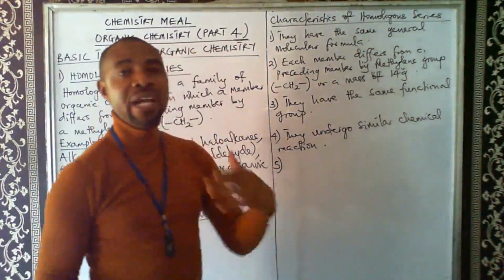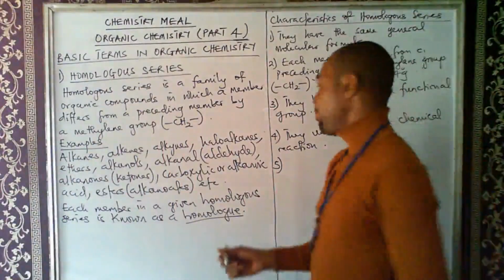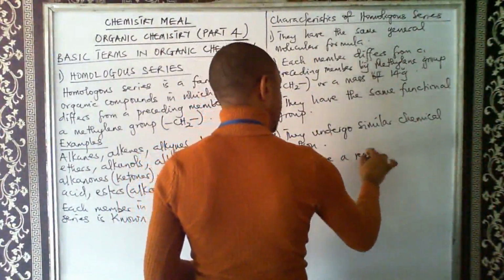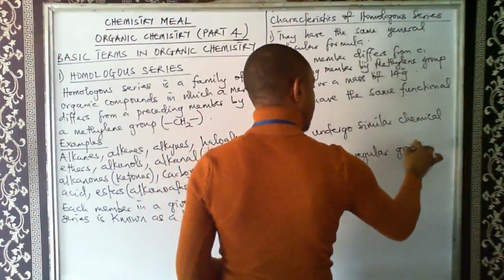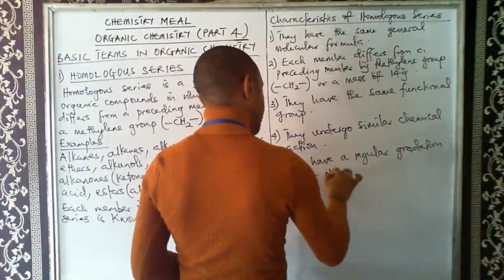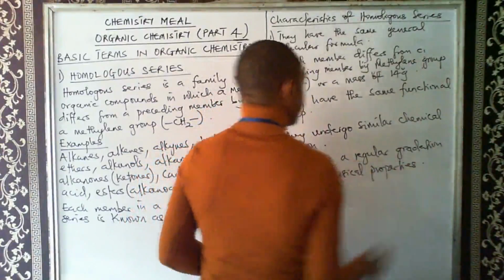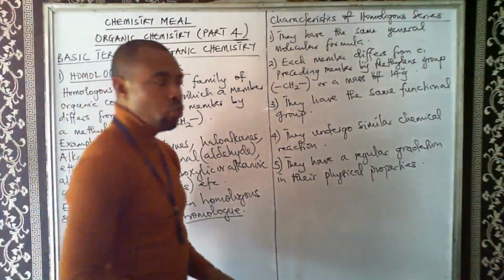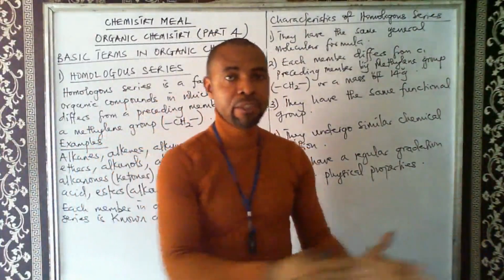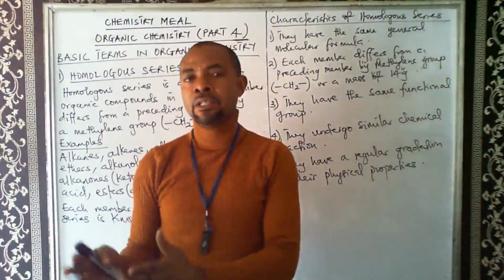All right. They have a regular pattern or a regular gradation in their physical properties. They have regular gradation. What do we mean by that? For example, if the boiling point increases as the number of carbon increases, it will be uniform. That's what we mean, regular gradation.